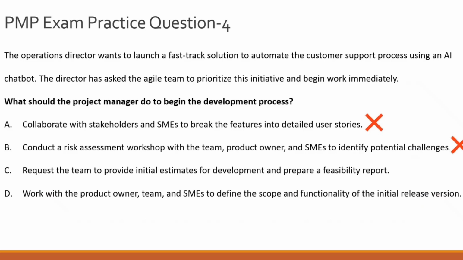Now we are left with option C and option D. Okay, so let's look at option C first, which suggests asking the team to estimate the effort and prepare a feasibility report. Now, at first glance, this option seems like a reasonable approach, right? Because understanding the feasibility of the project, you might say, is essential, right? However, in agile methodology, feasibility is not determined through a static upfront report, okay?